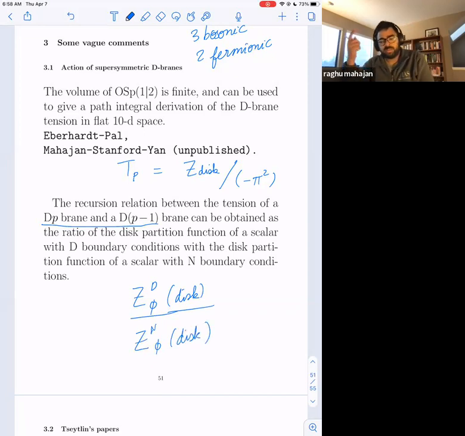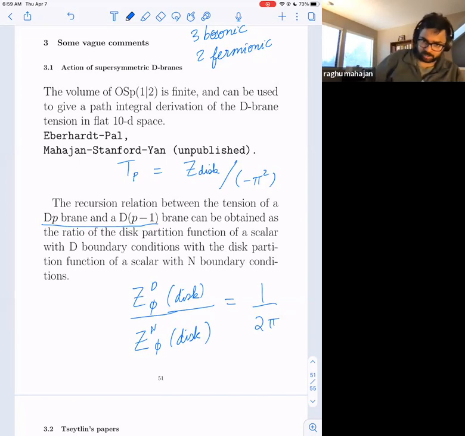Because when you go from DP to DP minus 1, there is one scalar on the worldsheet whose boundary condition you are changing. And this is just 1 over 2 pi. This ratio is completely unambiguous. So that's just one comment. It's a clean thing that's, I think, completely uncontroversial. The second comment.